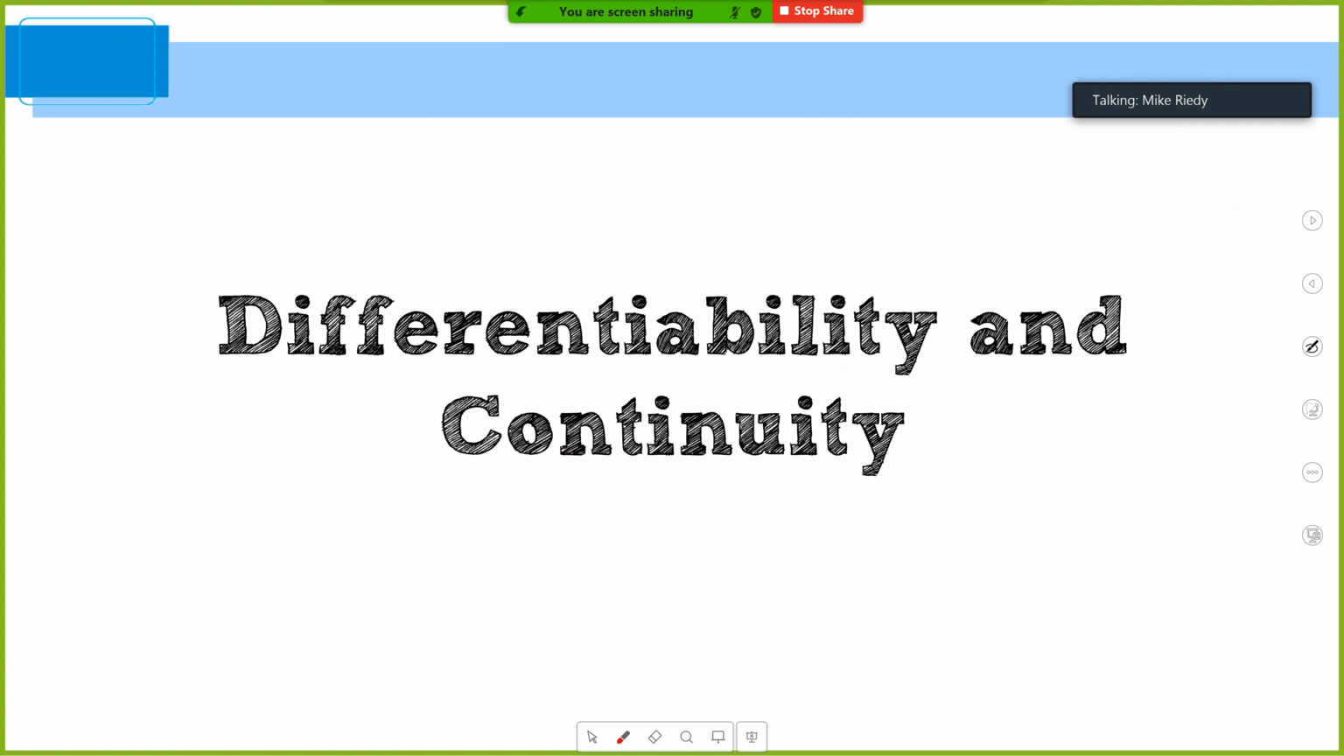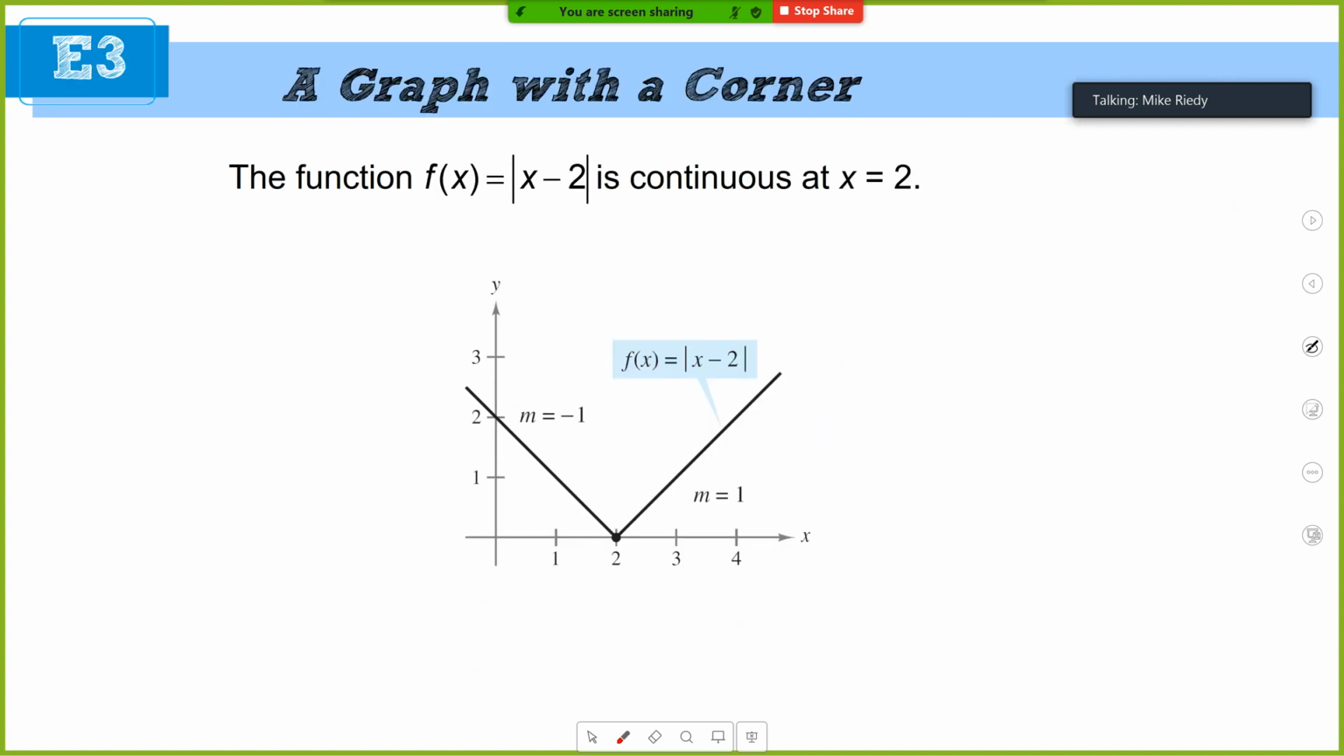All right, so differentiability and continuity. Let's take a look at this. It's an absolute value graph. Is that graph continuous? Yes. So we could do the formal definition, but I'm tired of that. Simply put, yes, because I can draw that V without picking up my pen. Beautiful.